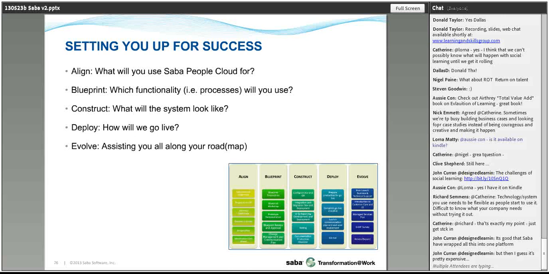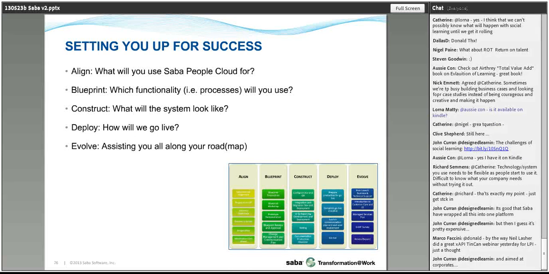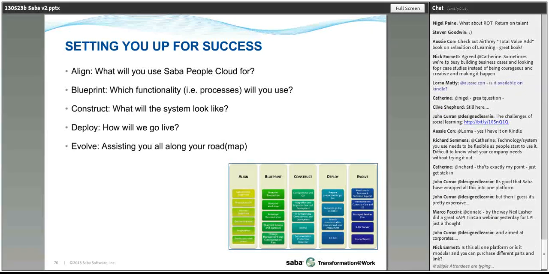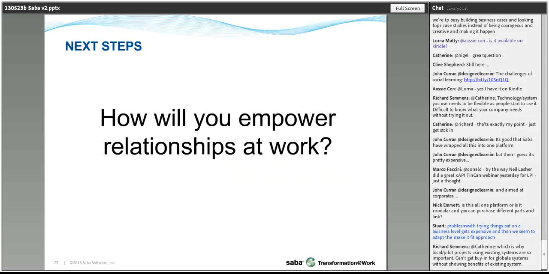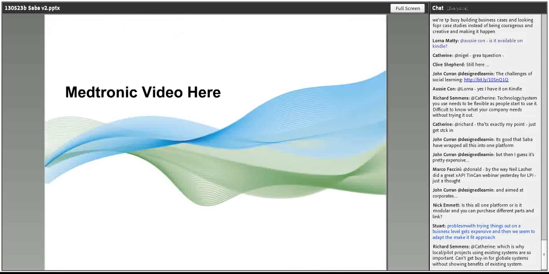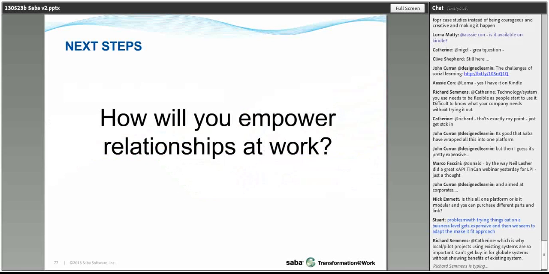What can we use? We build it, and then we help you with the go live and make sure that we are there across the entire roadmap. And if you don't have a roadmap, we will help you identify a roadmap. And that pretty much is how we at Saba help our clients at the moment with social technology. But as I said, some of those points I hope you will find useful in a more general context. And the next steps really are, how will you empower relationships at work?